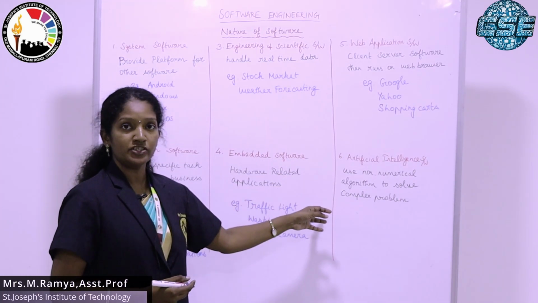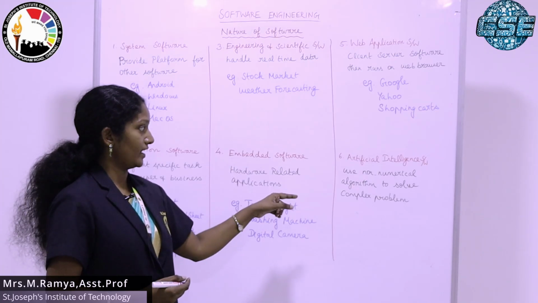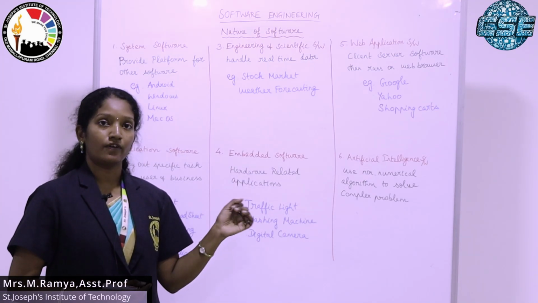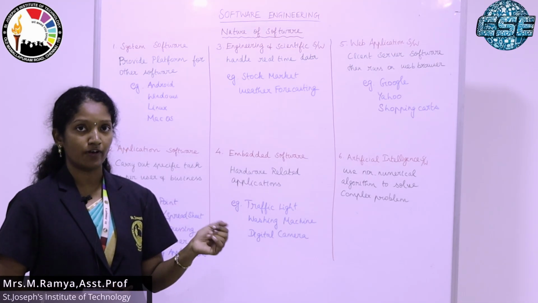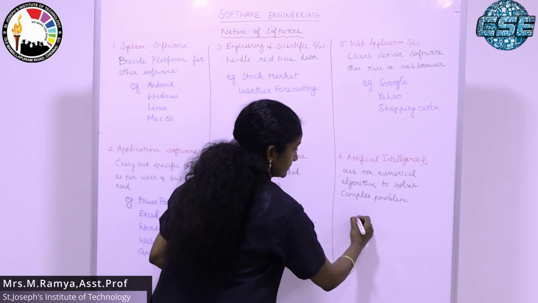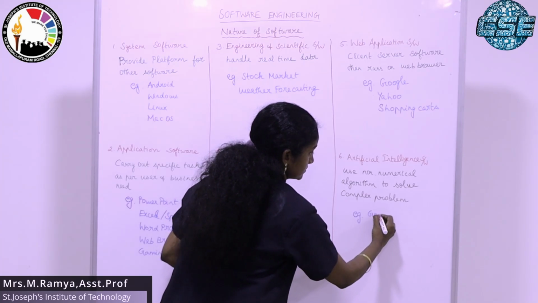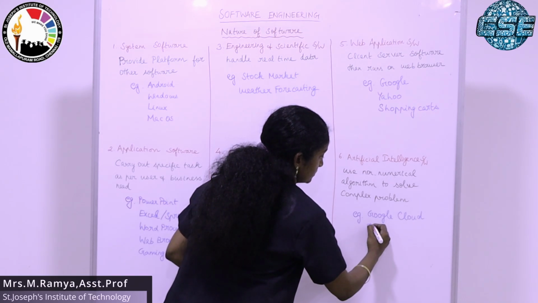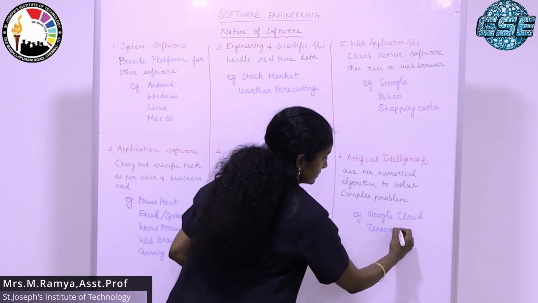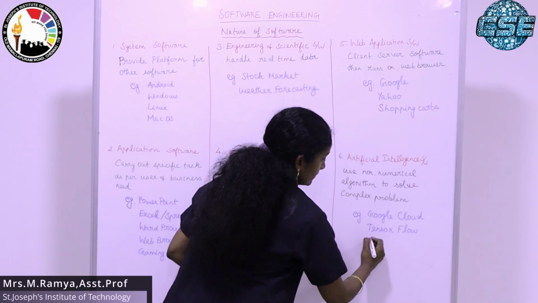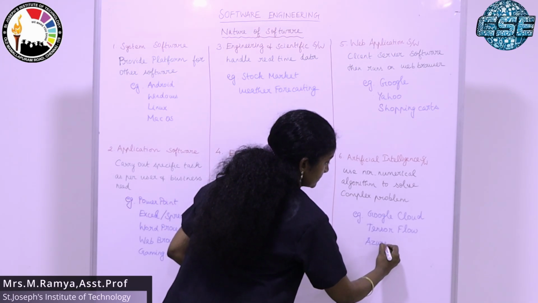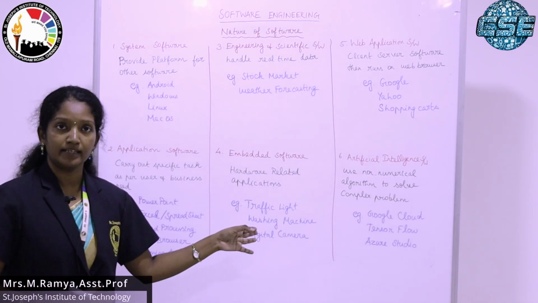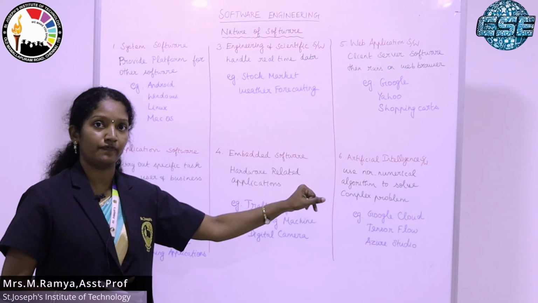The next one is artificial intelligence software. The software that uses non-numerical algorithms to solve complex problems is called artificial intelligence software. For example, Google Cloud, TensorFlow, Azure Studio. These are some of the examples of artificial intelligence software.